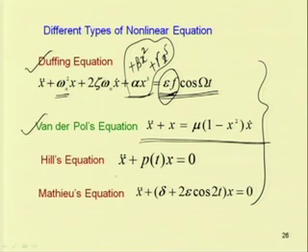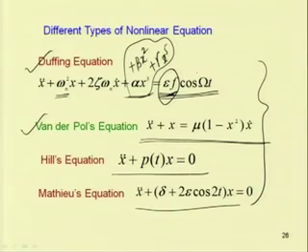Similarly, one can have Hill's equation in this form, that is x double dot plus p(t) x equal to 0, and Mathieu equation in this form, that is x double dot plus (delta plus 2 epsilon cos 2t) x equal to 0. By adding the Mathieu equation or Hill's equation or Van der Pol equation with the Duffing equation and taking different types of forcing parameters and ordering these equations, one can have different sets of equations of motion which correspond to different types of nonlinear systems that one can study in this course.